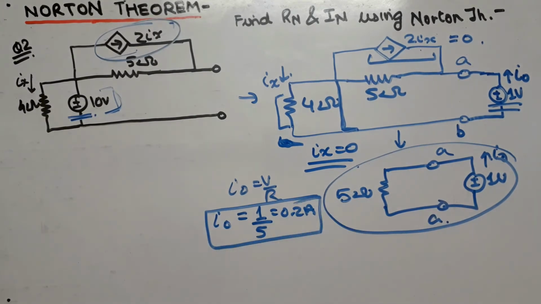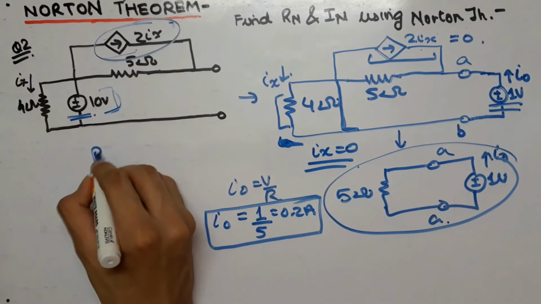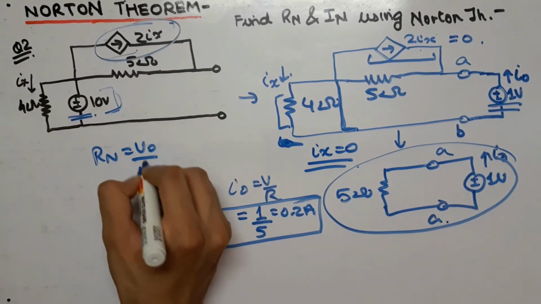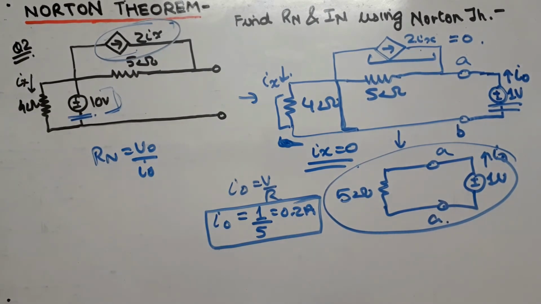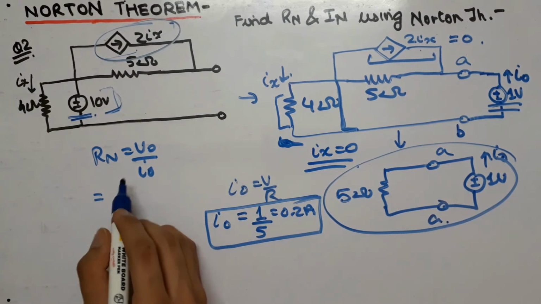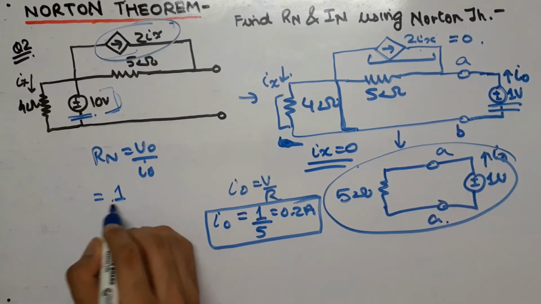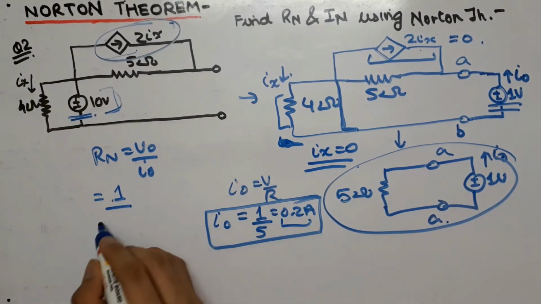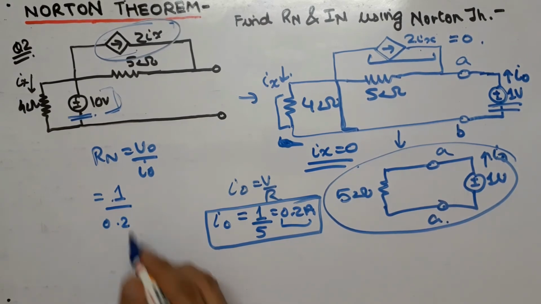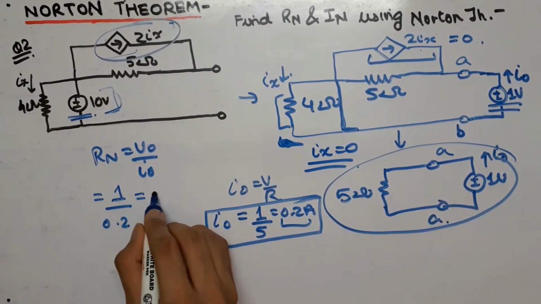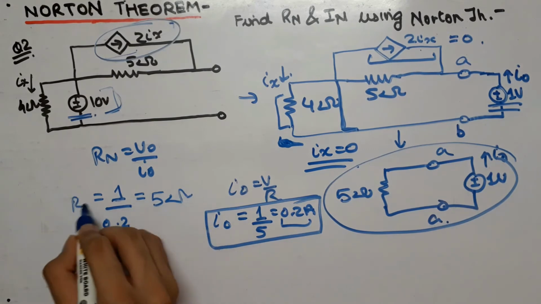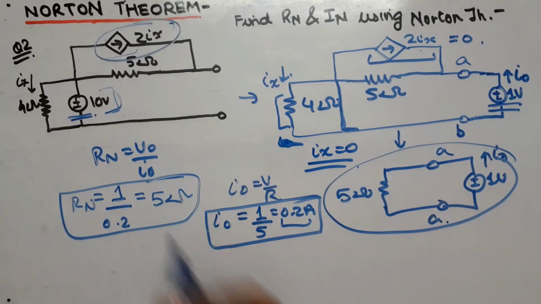Now that we have to find Rn, we will use the formula V0 by I0 as we used in Thevenin theorem. So now from here we will get the value of V0 that we have assumed, it is 1 volt, and I0 we just found out, that is 0.2 ampere. Now from there we will get the value as 5 ohm. That is, Rn has now come out to be 5 ohm.